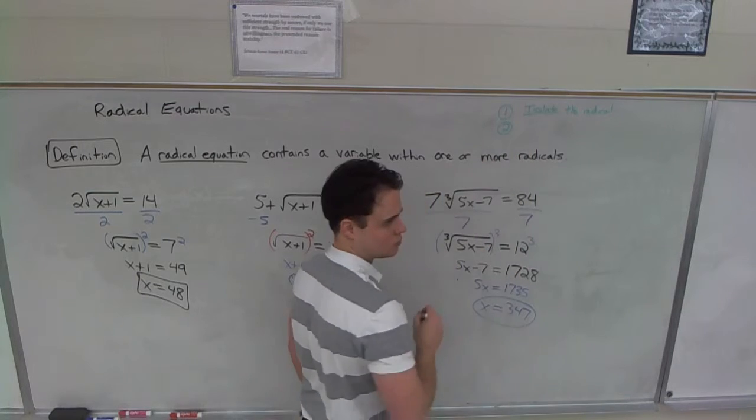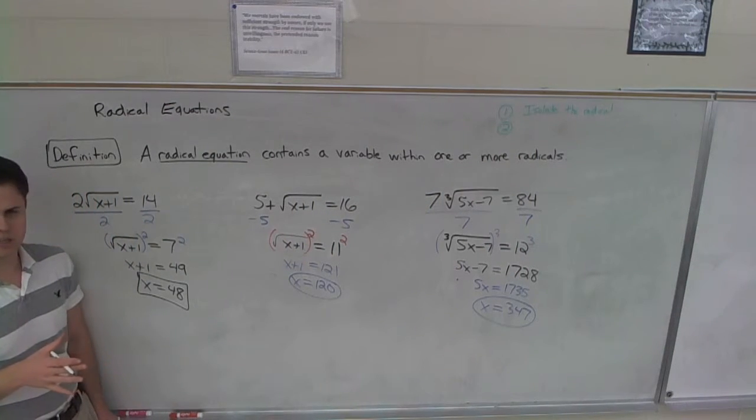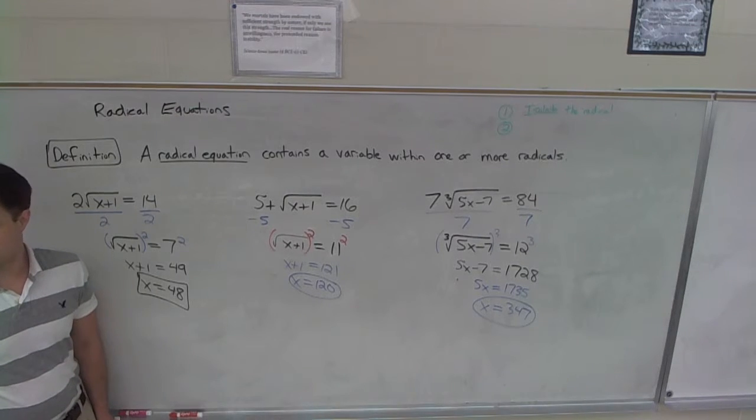Step two. What do we do next? Once it was by itself, we get rid of the radical. We got rid of the radical by doing what?